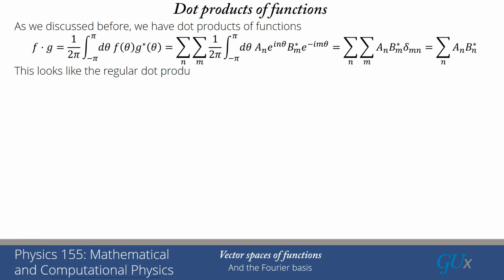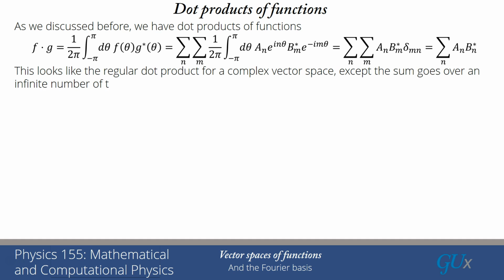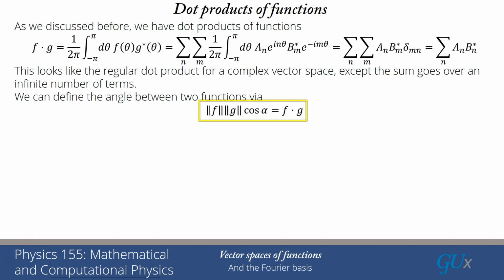It looks exactly like what we did before, except it now has this infinite number of terms instead of a finite number of terms, which is what we had for most of the vector spaces we were looking at before. Now, we can then define the angle between two functions via the norm of f times the norm of g times the cosine of the angle is equal to f dot g.